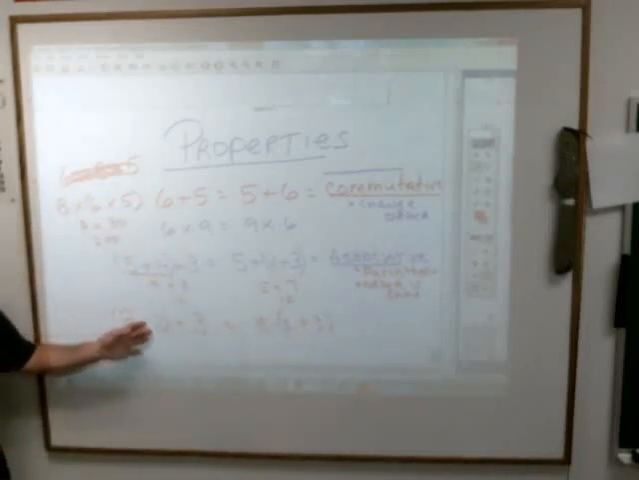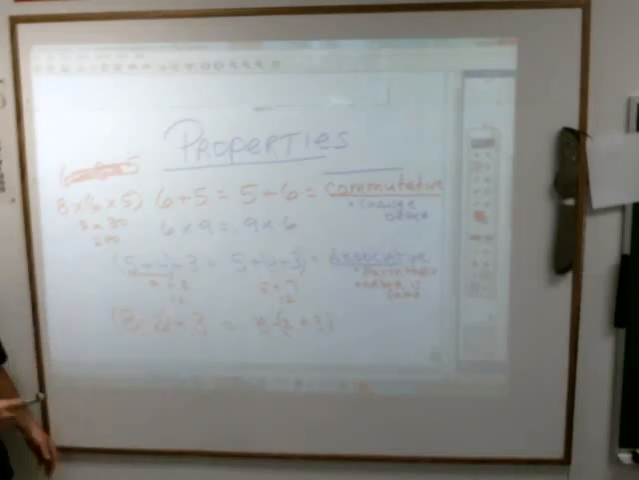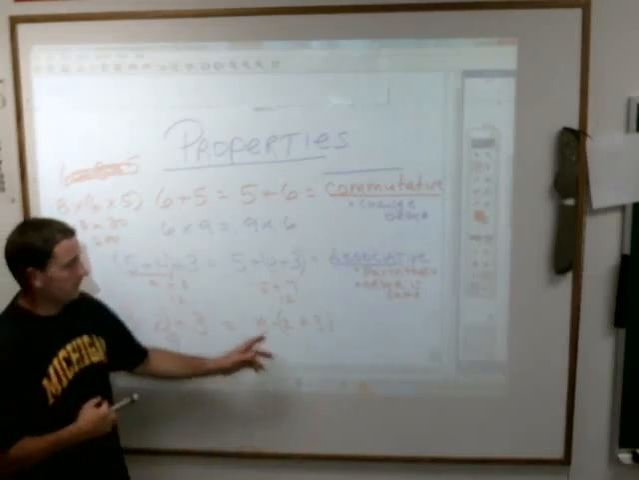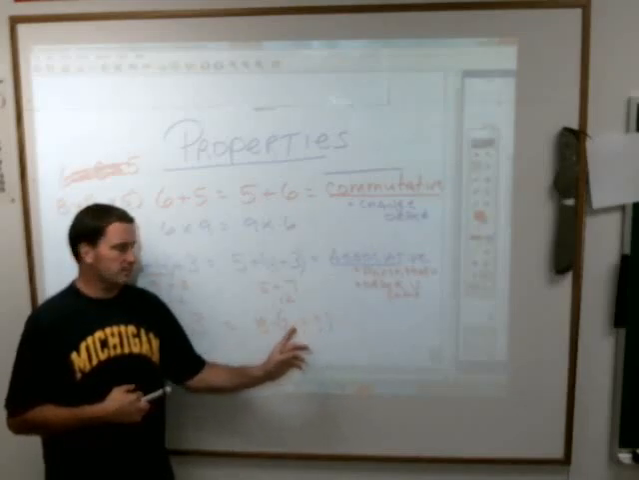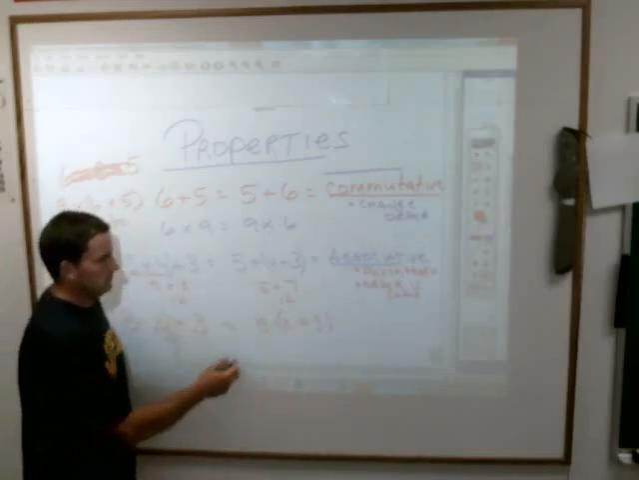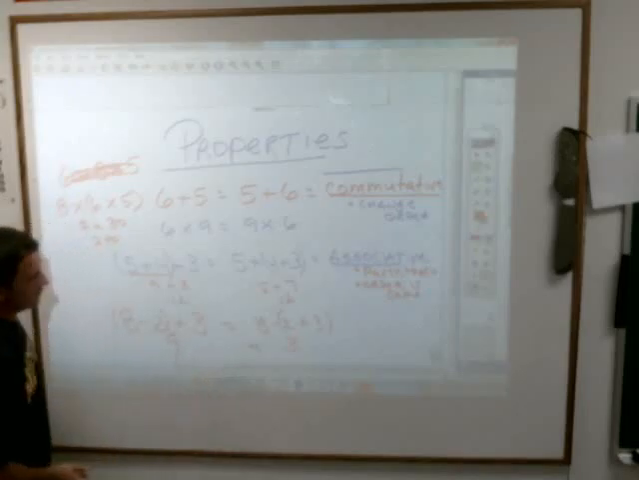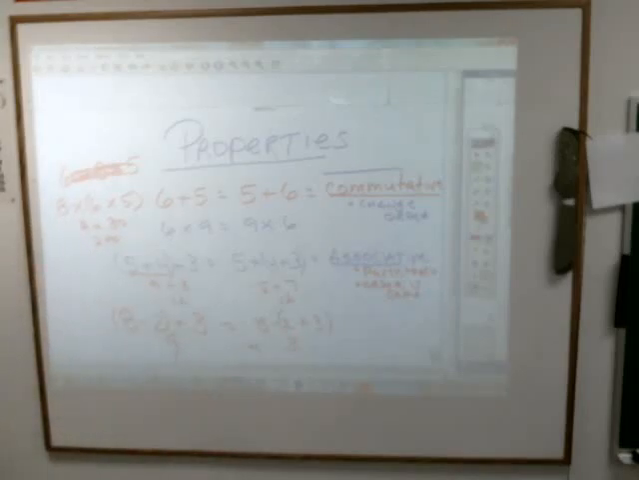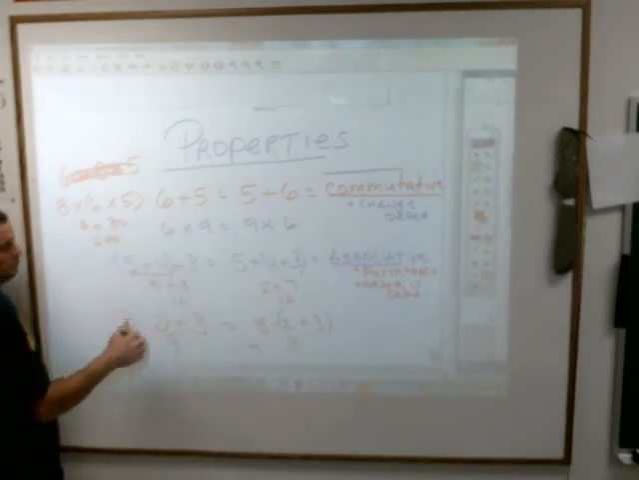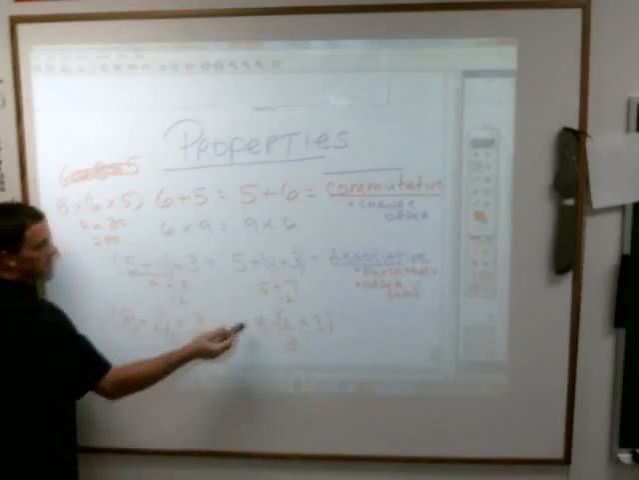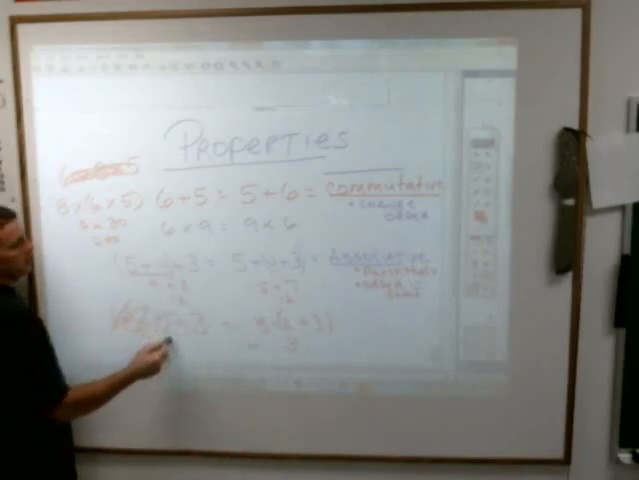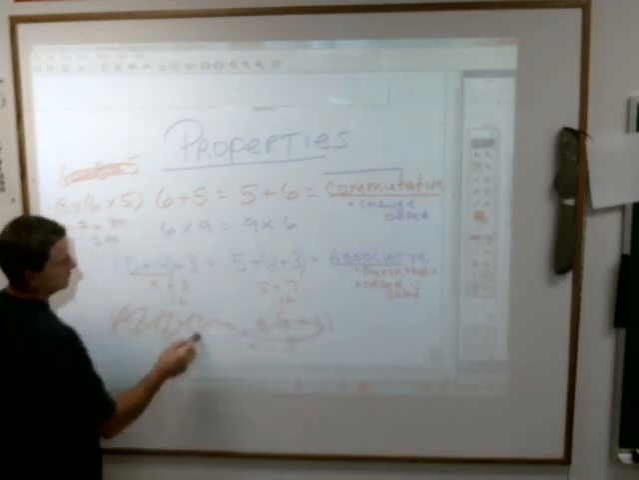Why? Because 8 minus 2 is 6, 6 plus 3 is 9. But over here, if I do 2 plus 3, I get 5. 8 minus 5 is 3. You can't do it and get the same answer. So the associative property does not work with subtraction. If there's a subtraction or a division in the problem, you can't do that.